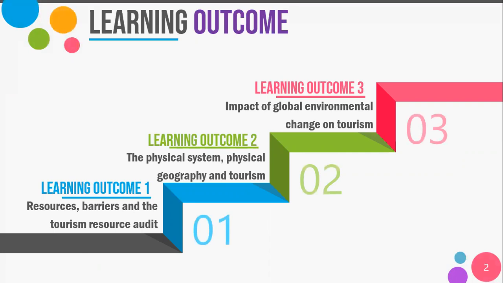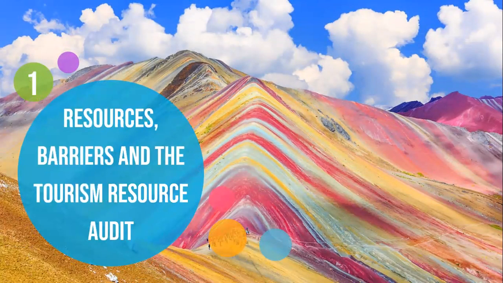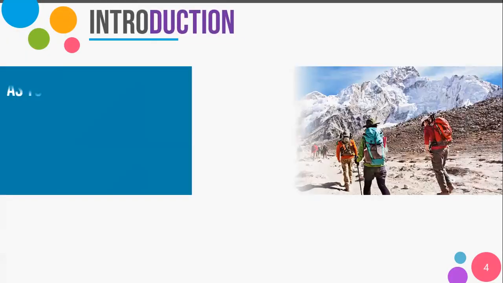The terms are a little bit advanced. However, I will simplify them for you so that it will become easier and easier. I will go one by one, so do not worry. Our first subtopic is resource barrier and the tourism resource audit. So what is this kind of thing? What is related to this kind of topic?